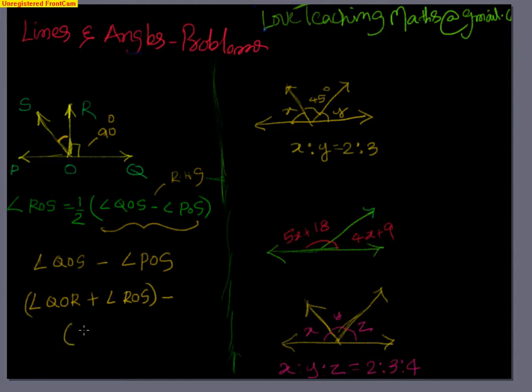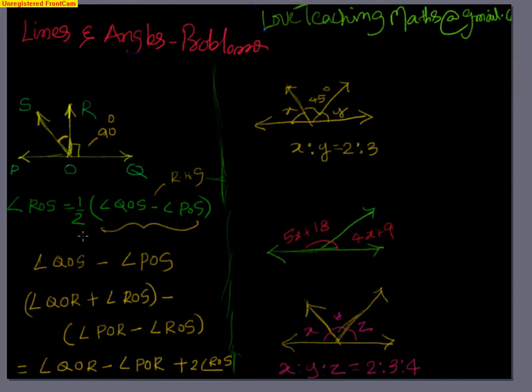So I can say it is equal to angle POR minus angle ROS. Now what will happen here? This is angle QOR minus angle POR, plus ROS, and minus of minus, I will be adding, so I will be getting 2 angle ROS. Now QOR and POR are equal.